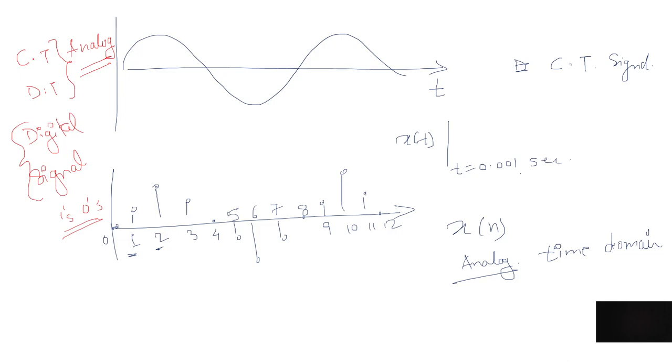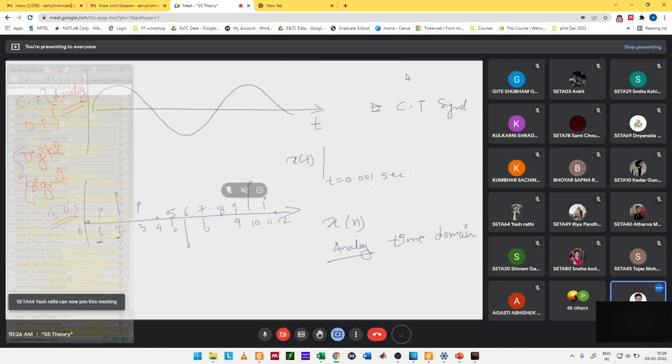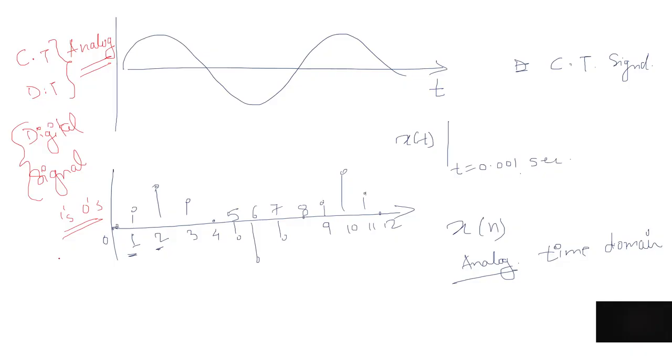In the very simplest way, if I convert a signal in ones and zeros, it becomes a digital signal. And in a more complex way, if I discretize on the y-axis, then it becomes a digital signal. But let's stick with this: if I convert a signal in ones and zeros, it becomes a digital signal. And a very important thing to remember, I am repeating again, is that continuous time and discrete time signals are analog signals.